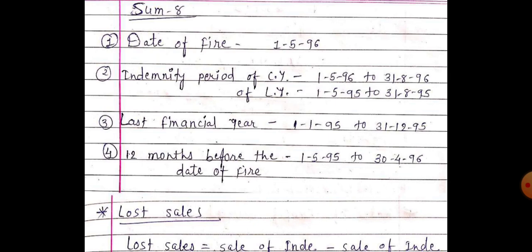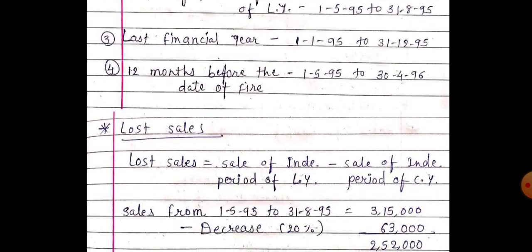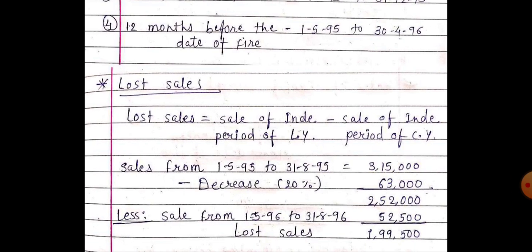Fourth one is 12 months before the date of fire. Our date of fire is 1st May 96. So our 12 months before the date of fire also starts with 1st May. So 1st May 95 to 30th April 96. Now first we calculate the lost sales.